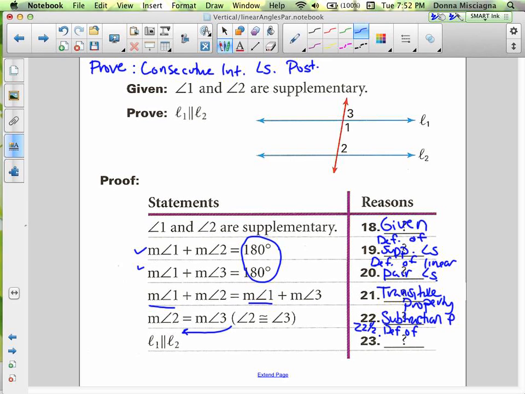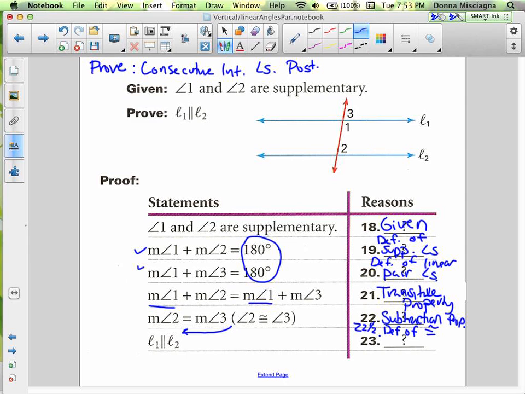I really can't abbreviate subtraction, because if I put sub, it looks like substitution. So if I move property up there, I can fit in definition of, and we're going to use a symbol for congruence. Definition of congruence. Congruent just means you have the same measure, or if you have the same measure, you are congruent. And now we can say that line 1 is parallel to line 2, and indirectly we have proven the consecutive interior angle postulate.